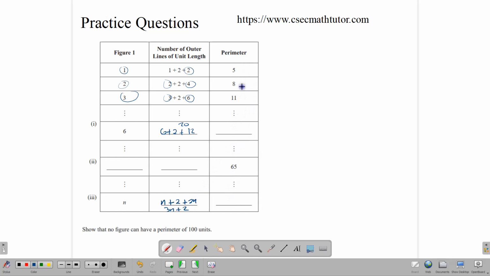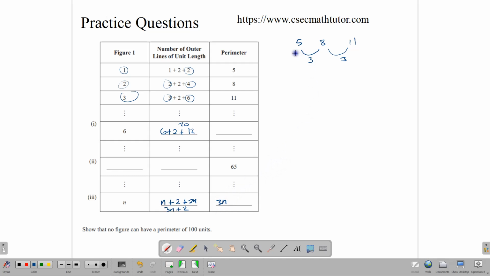All right. Now let's go to the other one. 5, 8, 11. Now what is our common difference? Our common difference is 8 take away 5, which gives us 3. 11 take away 8 gives us 3. So we know immediately that the first part of our formula is going to be 3n.